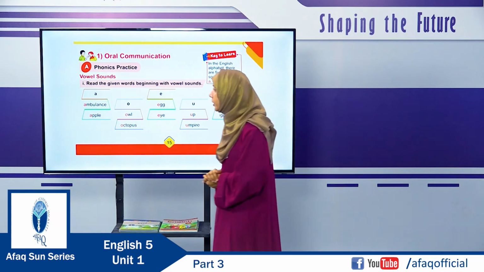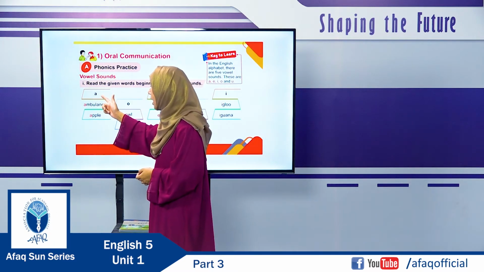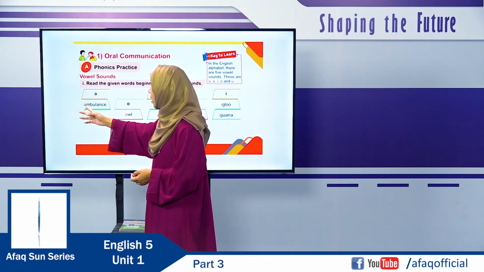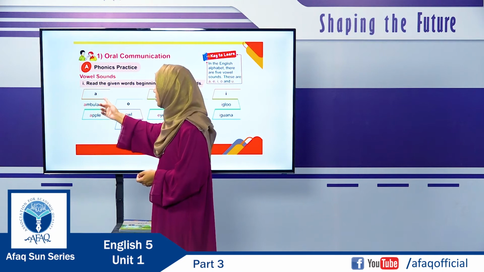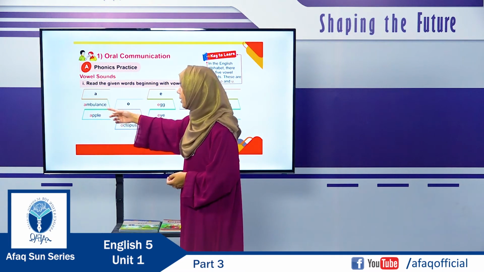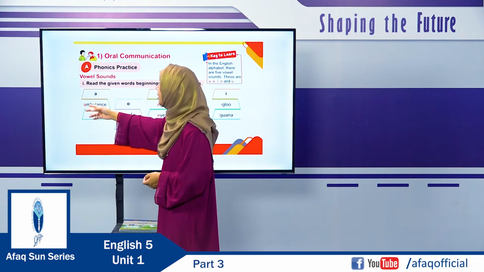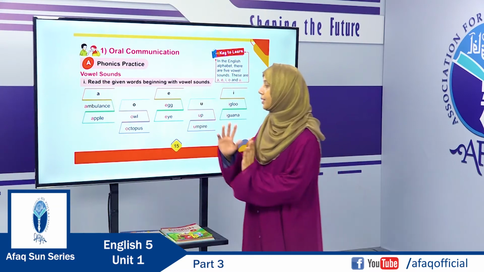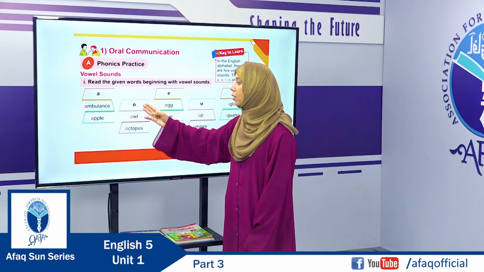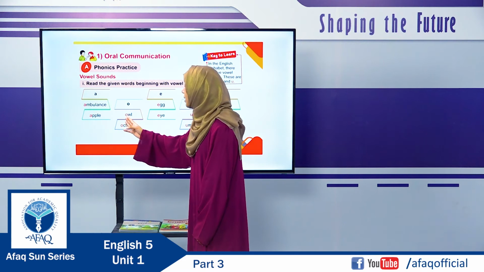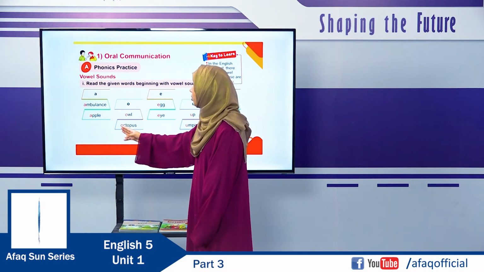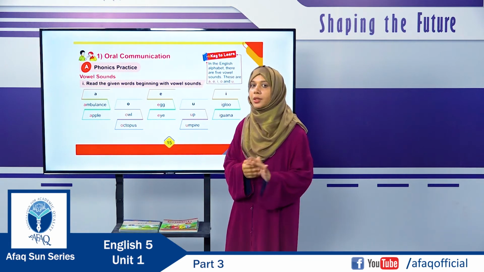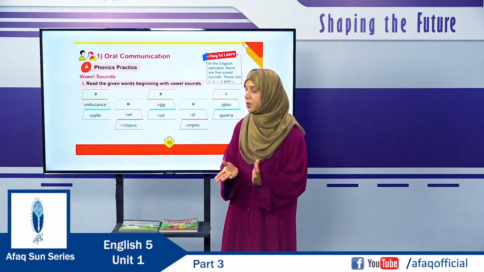Okay, so the first vowel sound is A. The first letter is A, and the sound it makes is A. Ambulance. This is a word that starts with a sound, and it starts with the letter A. The next vowel sound is that of letter O, which is used in owl and octopus. These 2 words start with the letter O, and the beginning sound is also a vowel sound.